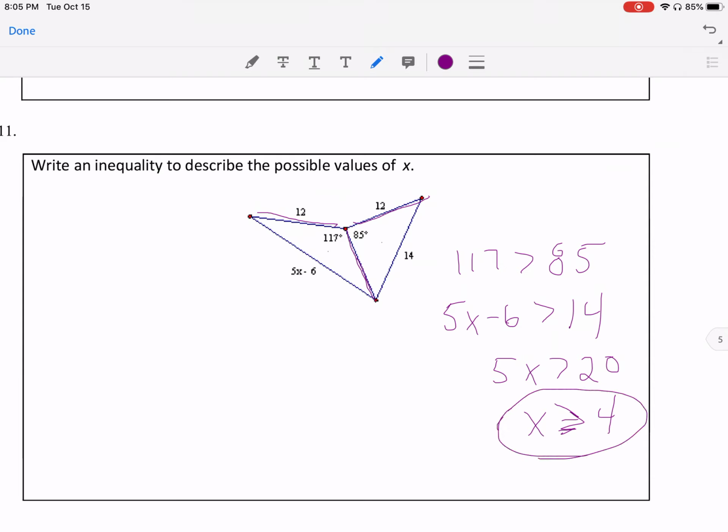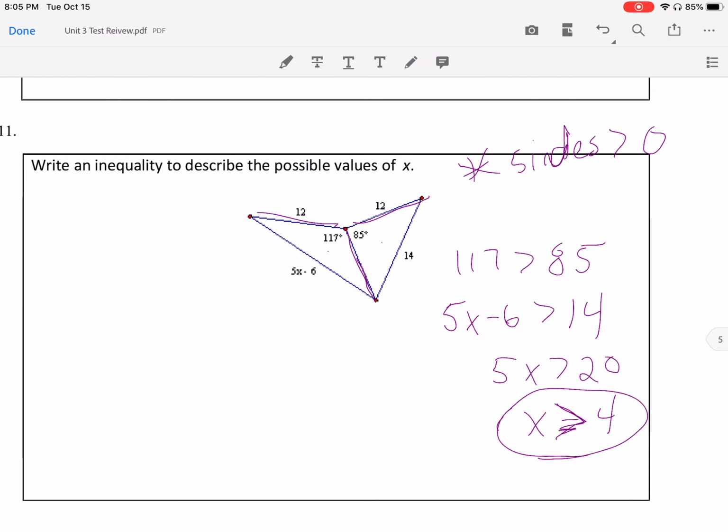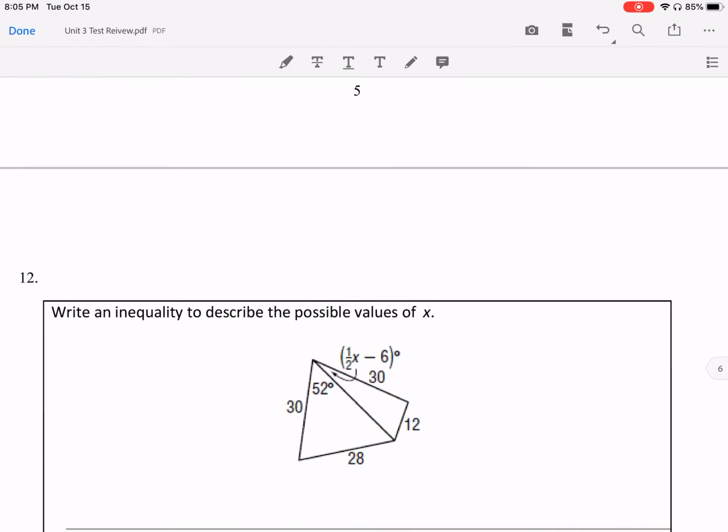And we're good there. X is greater than 4 is all you need to write because the only thing you have to know about your sides is that sides have to be greater than 0. Okay, so that was 11.